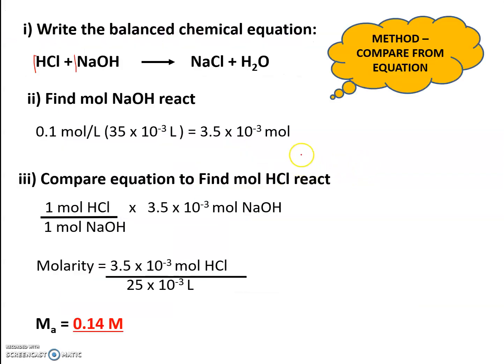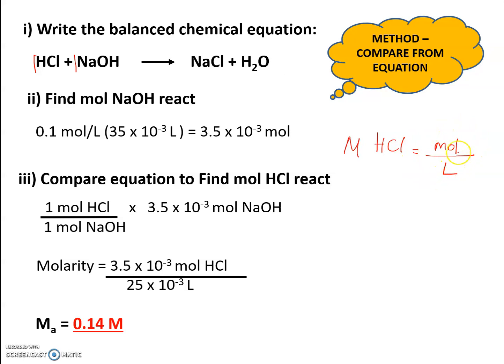So first we have to write the balanced chemical equation. This is a one-step reaction. From the balanced chemical equation, 1 mole of hydrochloric acid reacts with 1 mole of sodium hydroxide. The question asks to find the concentration, or molarity, of hydrochloric acid. The formula of molarity is the number of moles of solute of hydrochloric acid over volume of solution in liters.